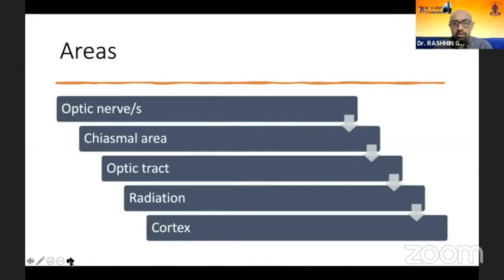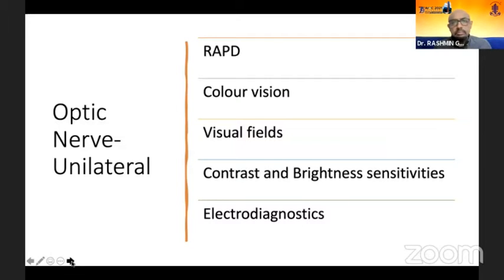Because of the involvement of the surrounding brain tissue, each one of these would come up with a different kind of signs and symptoms, and mapping would depend upon what kind of signs and symptoms you are able to elicit clinically. So let's first look at the optic nerve. Now, the acute loss of vision of a neuro-ophthalmic origin because of optic nerve can be unilateral or bilateral.